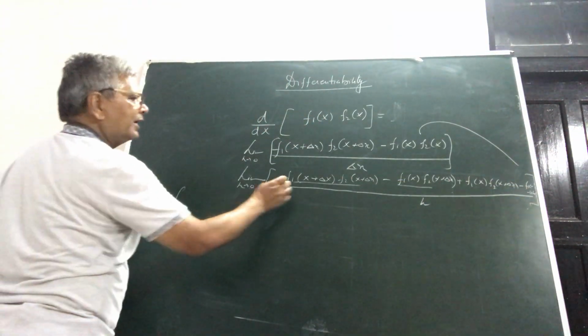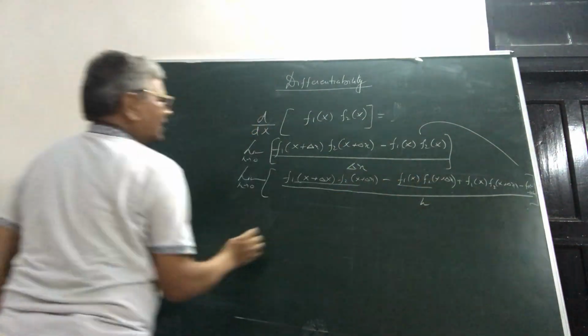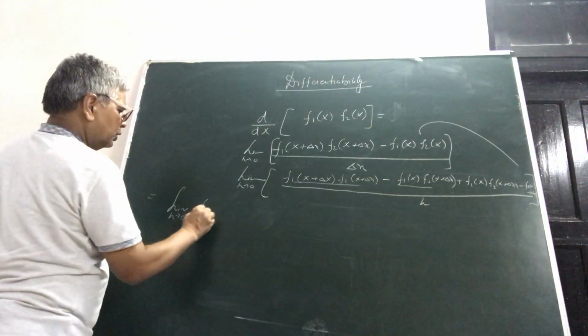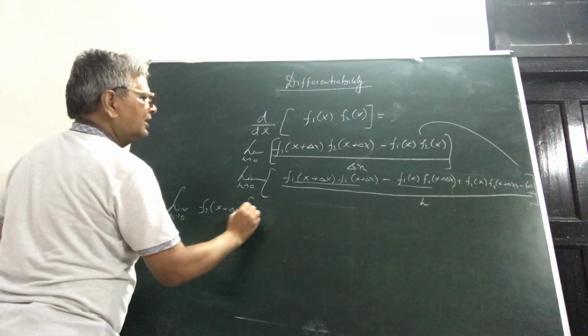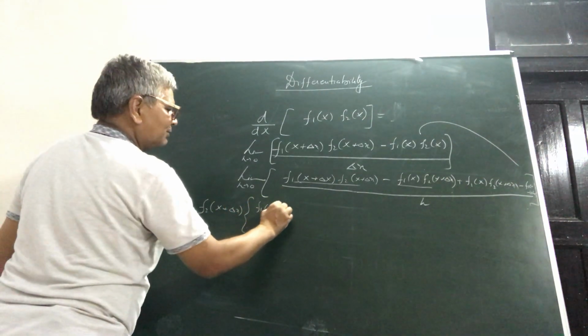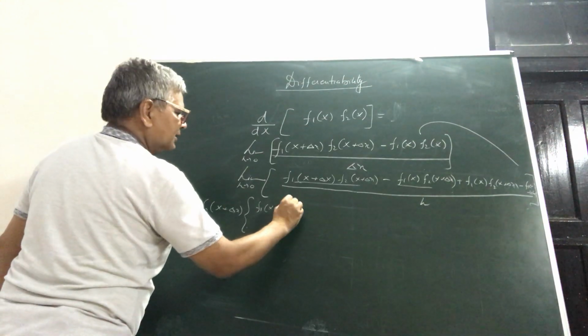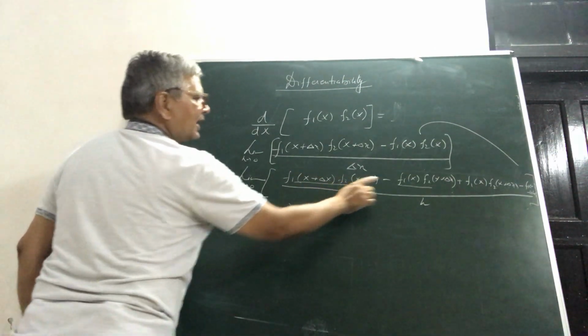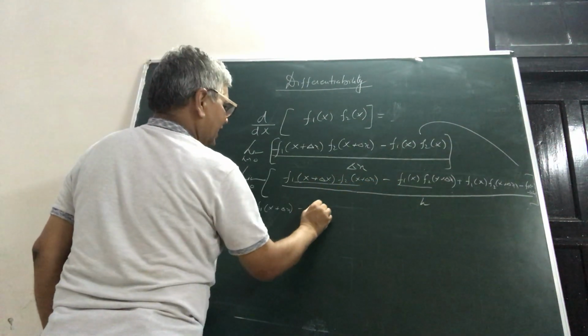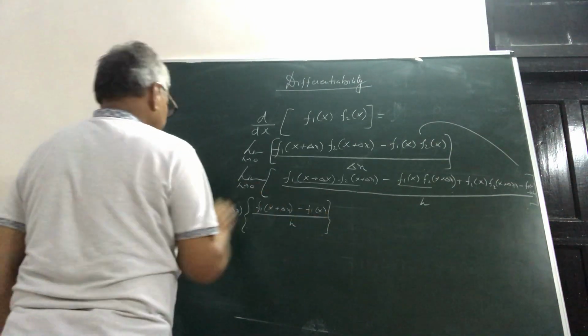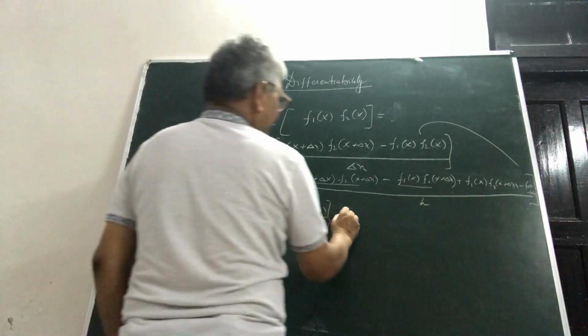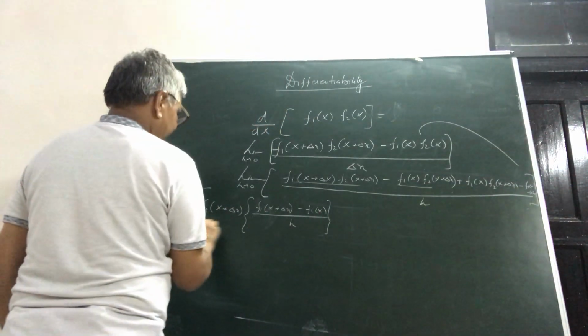What is why I am doing it? Now from these two terms, what I can take common is f2(x + Δx). I can take common, and within the bracket what I will get is f1(x + Δx) minus f1(x) upon h. I will write here. Okay, this is one thing, and first let me write it.